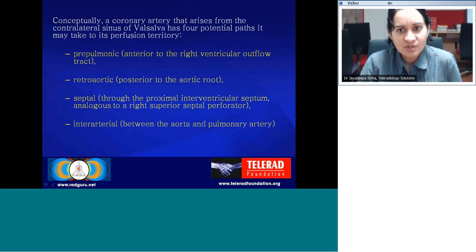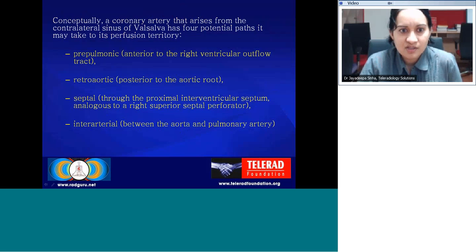So conceptually, such an anomalous origin and course can have 4 different potential paths. One is pre-pulmonic, where it courses anterior to the right ventricular outflow tract; retro-aortic, behind the aortic root; septal, through the proximal interventricular septum, analogous to a superior septal perforator; or an interarterial course between the aorta and pulmonary arteries.